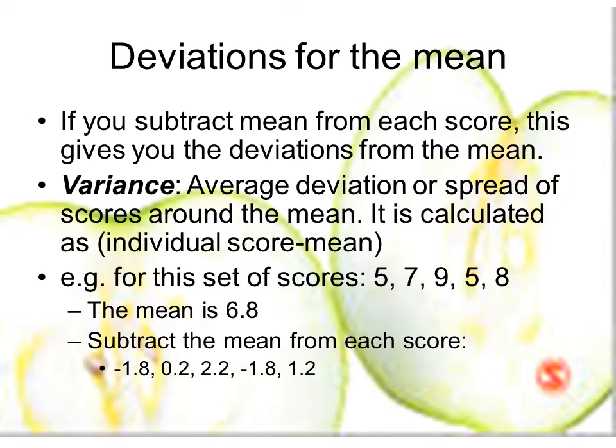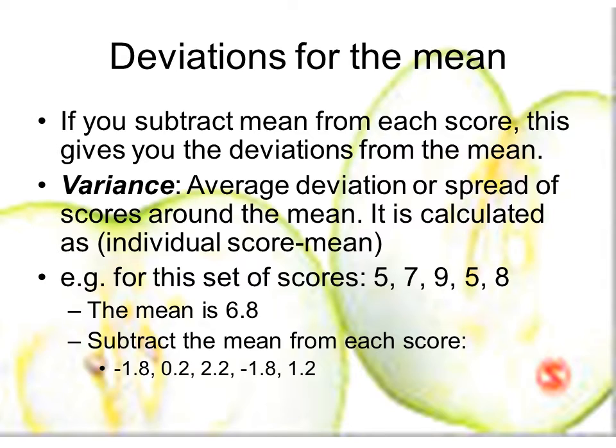So what you would do to figure out the variance is you would figure out the mean, meaning total all your numbers. In this situation, 5, 7, 9, 5, 8. A total of 34 divided by 5 gives us a mean of 6.8. And to actually figure out the variance, you would take 5, the first score, minus the mean, which is 6.8, and that's going to give us a negative 1.8. So that would be our first deviation from the mean.